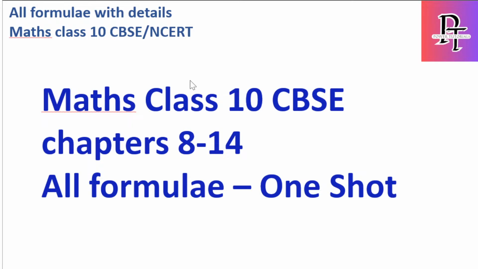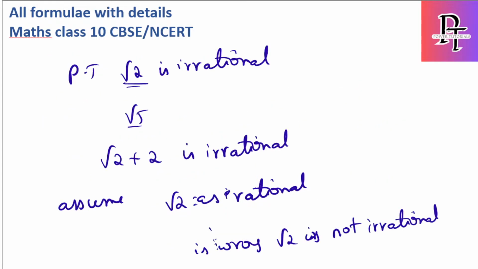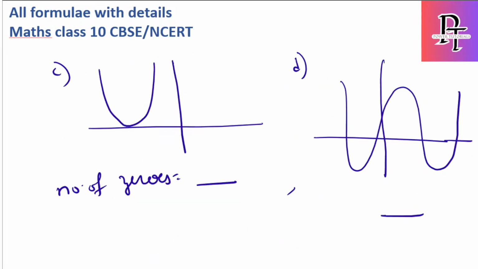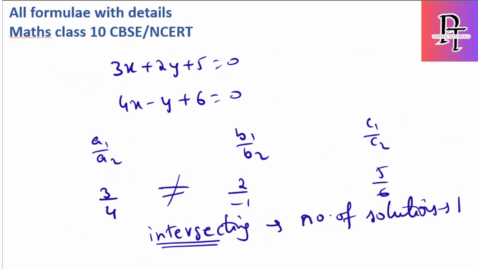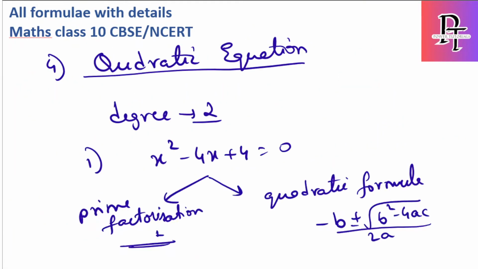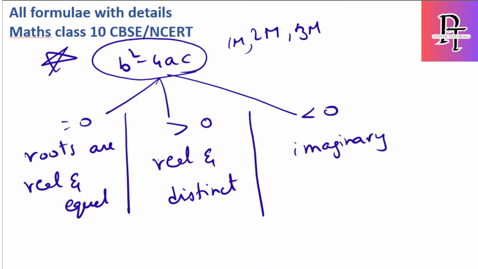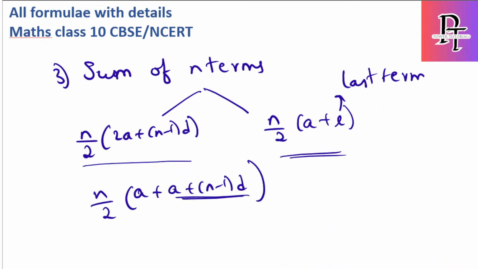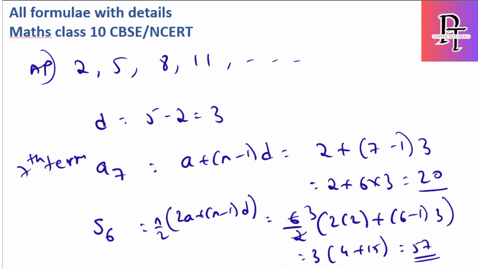So in this video, we start from the 8th chapter. In the previous video, I covered the first 7 chapters: real numbers, polynomials, and then pair of linear equations in 2 variables. I also covered quadratic equation formulas, where we have 2 formulas. One is arithmetic progression, where you have 3 important formulas: common difference, nth term, as well as the sum of n terms.